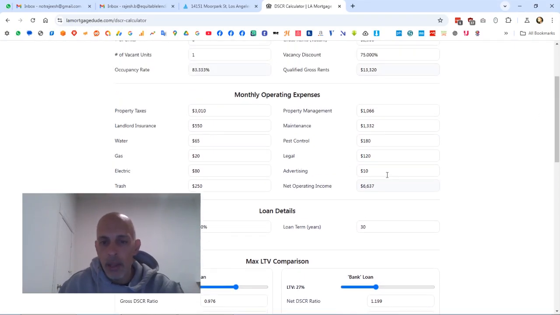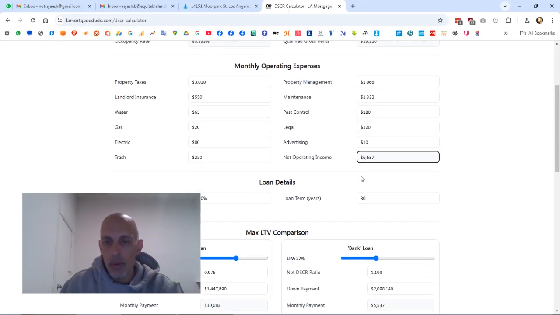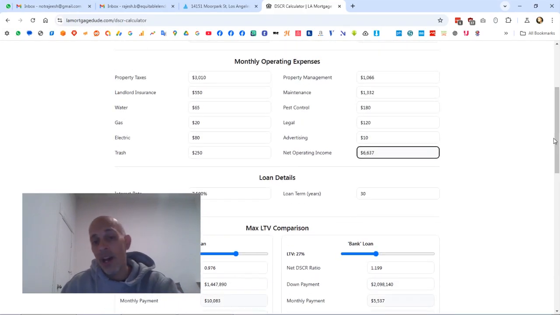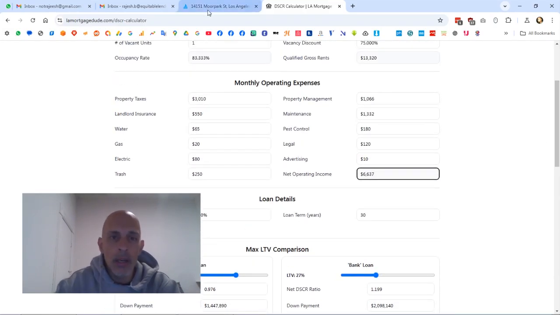So the higher the monthly and yearly net operating income, the more profit you make. Imagine if this number was $20,000. Imagine the monthly net operating income was $20,000 a month. Even with the same debt payments, now you're profiting and cash flowing $10,000 a month. So the higher the net operating income, the better.